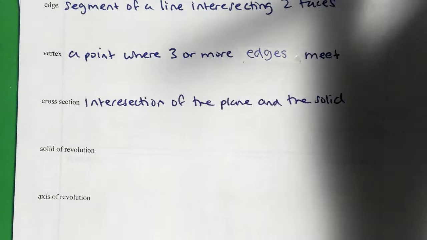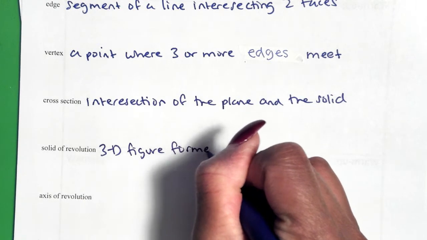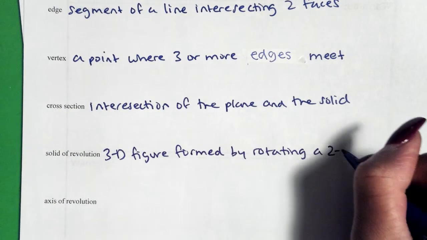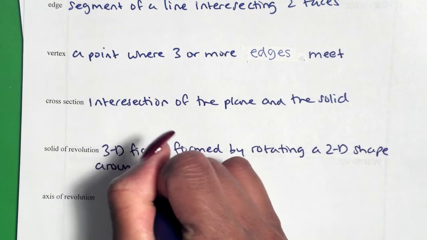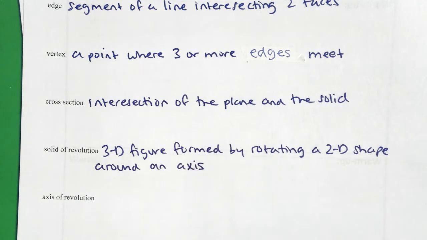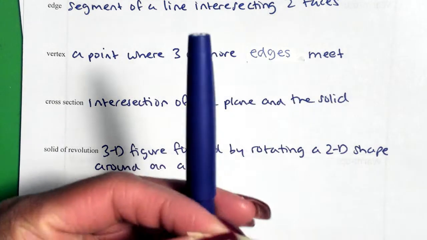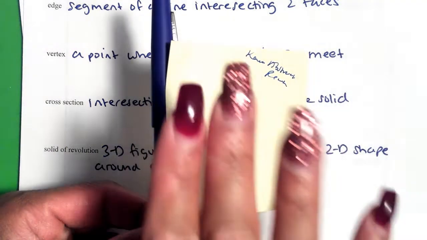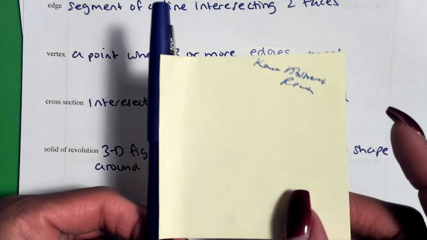The solid of revolution is a 3D figure formed by rotating a 2D shape around an axis. So if I had this pen, for example, and I took a sticky note and started off with a 2D figure, and I extended it all the way around, I create this cylinder, so to speak, if it was a more solid sticky note. The pen would be called the axis of revolution. That's what the solid of revolution would look like.